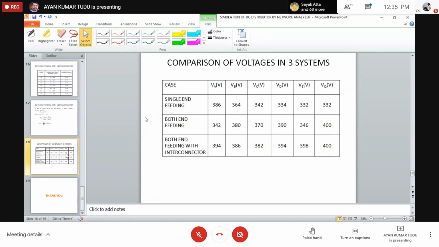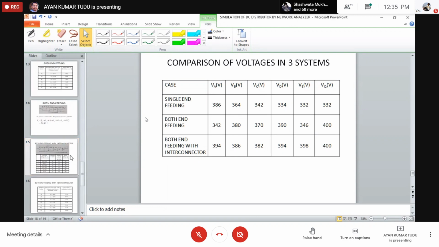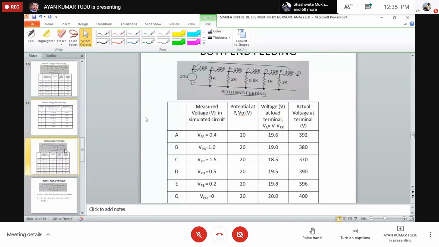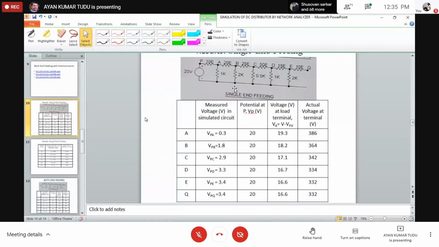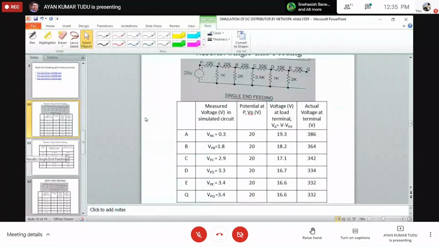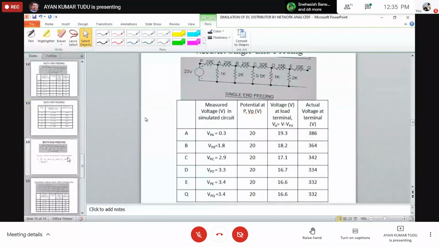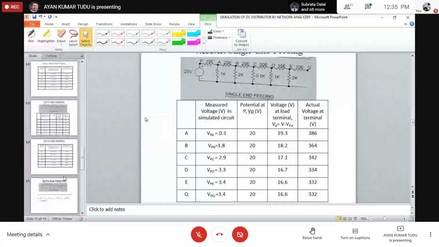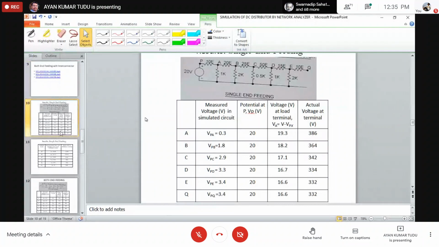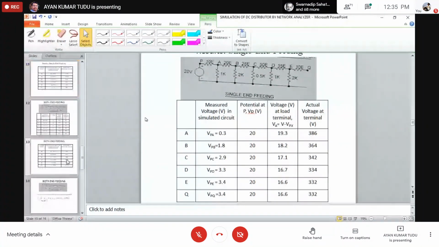No, sir. Okay. Now, what you have to do? What we have found out are the values here. You have to solve these particular expressions by yourself, using the current values that are given to you, and find out the percentage difference between the measured and the calculated values for single end feeding, both end feeding, and both end feeding with interconnector, and send the scanned copy to me.